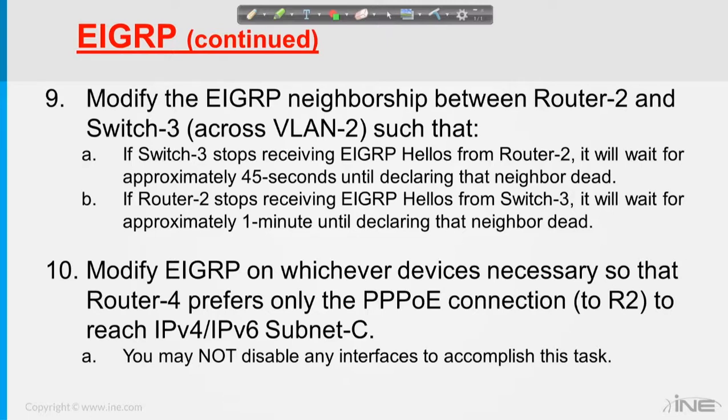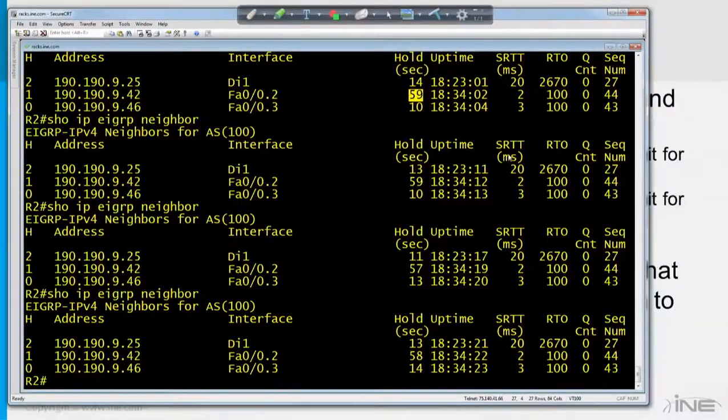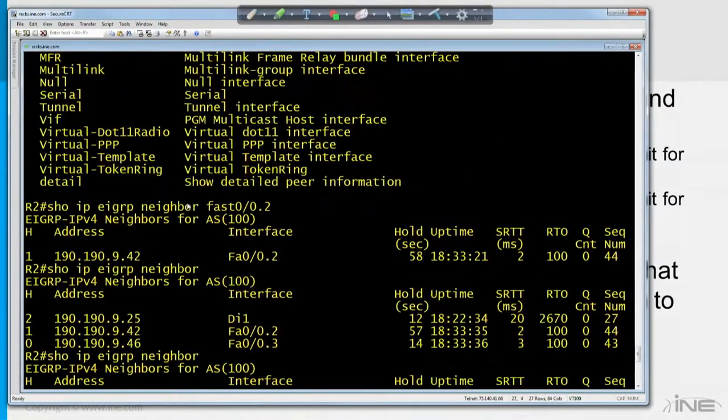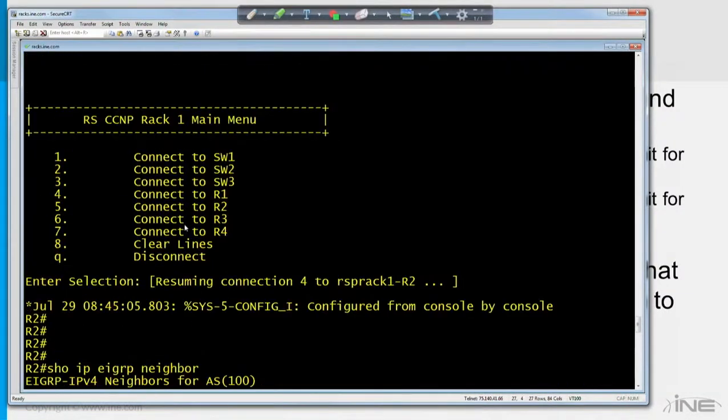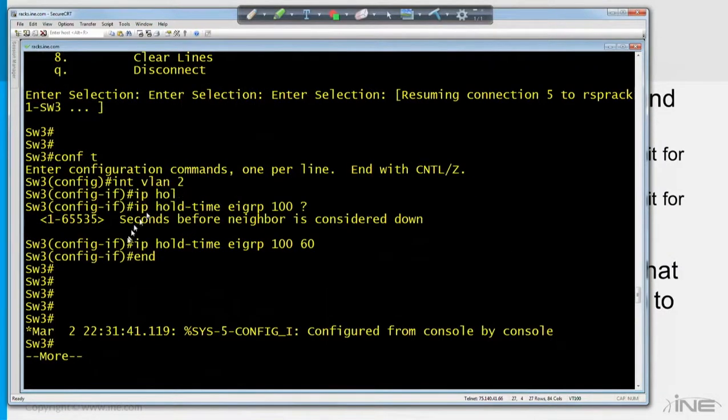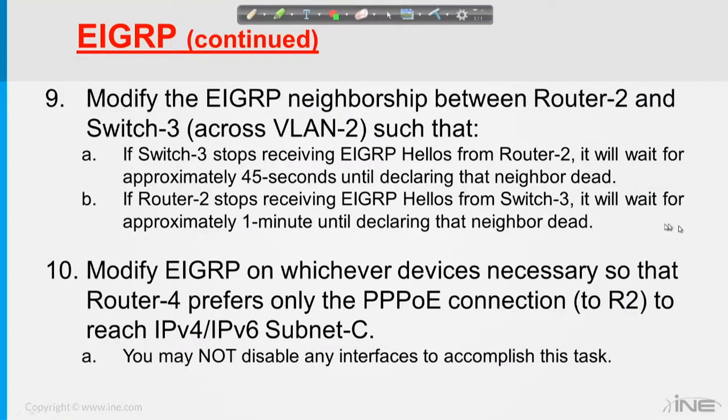Well, somebody says modify cost. EIGRP does not use cost. If we were talking about OSPF, we could do that. Someone wants to see the command we just did real quick. That's the command we did for the previous task. Okay, well let's look at our topology diagram and then work through this.